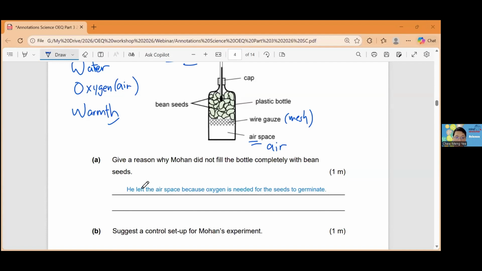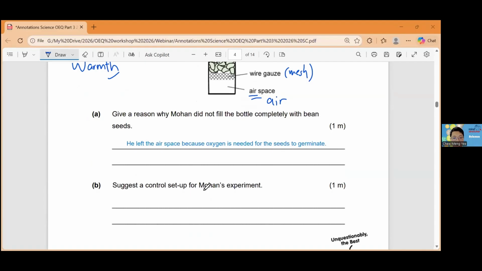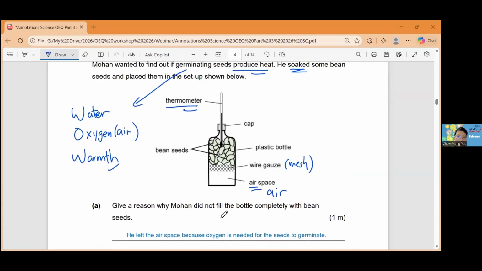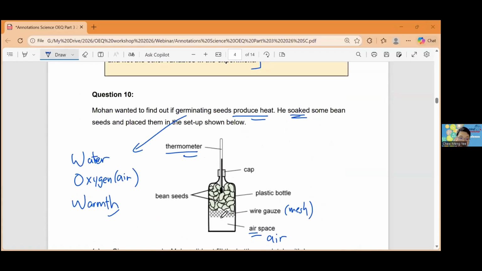All right. Okay, it's next. Suggest a control setup for Mohan's experiment. Now, in order to suggest the control setup correctly, let's look at the aim. What does he want to find out? Use a red pen. To find out if germinating seeds produce heat. Okay, this is the aim.